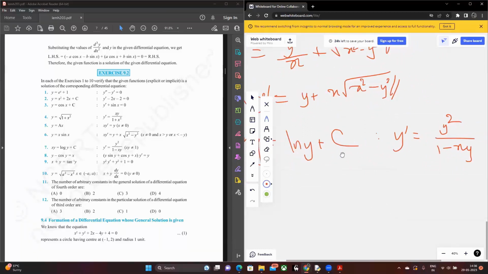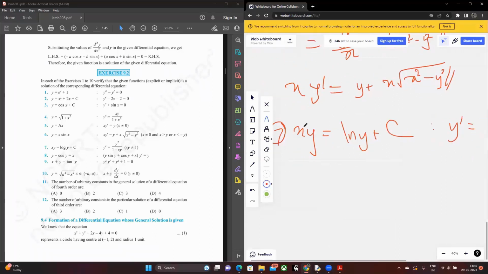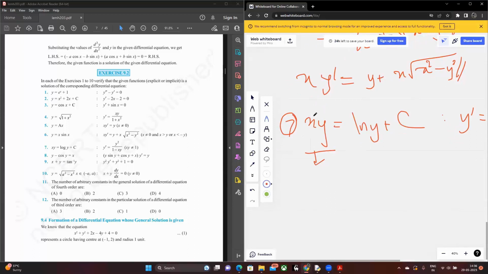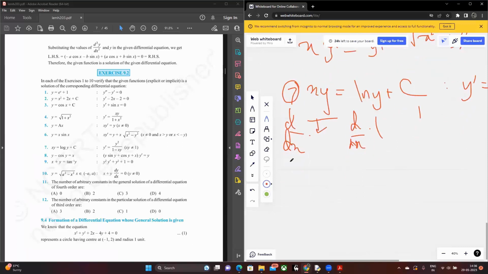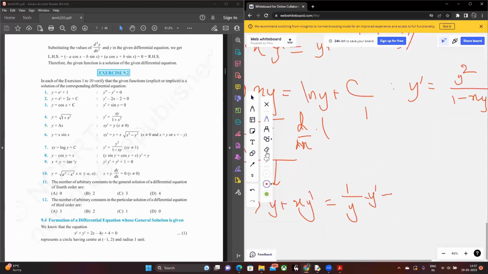Still you need y dash. So x is the independent variable, y is the dependent variable, and so we apply normal differentiation rules. Over here is a multiplication of two different terms. d by dx on both sides. What happens is that after this step, you basically get y plus x y dash equals d by dx of ln y, which is 1 by y into y dash. And the differentiation of a constant is 0.